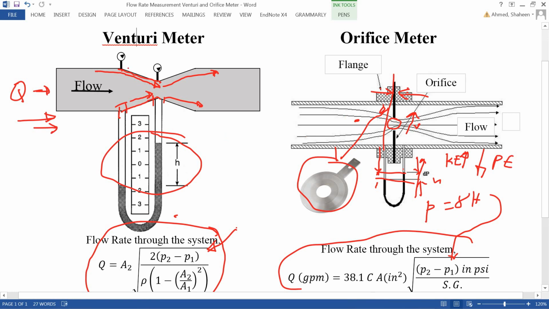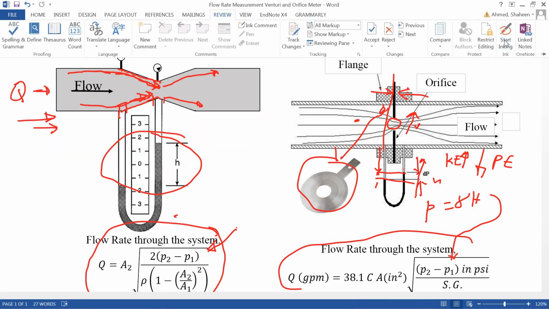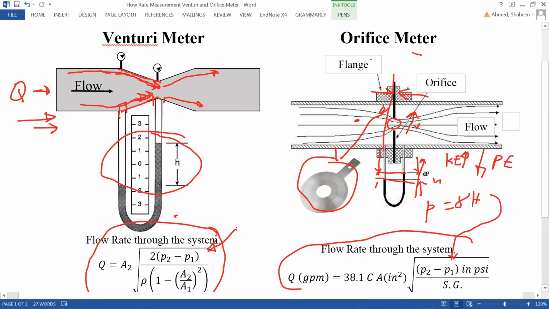As you can see, the Venturi will be difficult to design. You have to taper the pipe. If it's a steel pipe or plastic pipe, it will be even more challenging. So if it's a steel pipe, you have to taper it this way. So it's not going to be easy to design, so it's going to be very expensive. The Venturi would be very expensive compared to the Orifice meter.